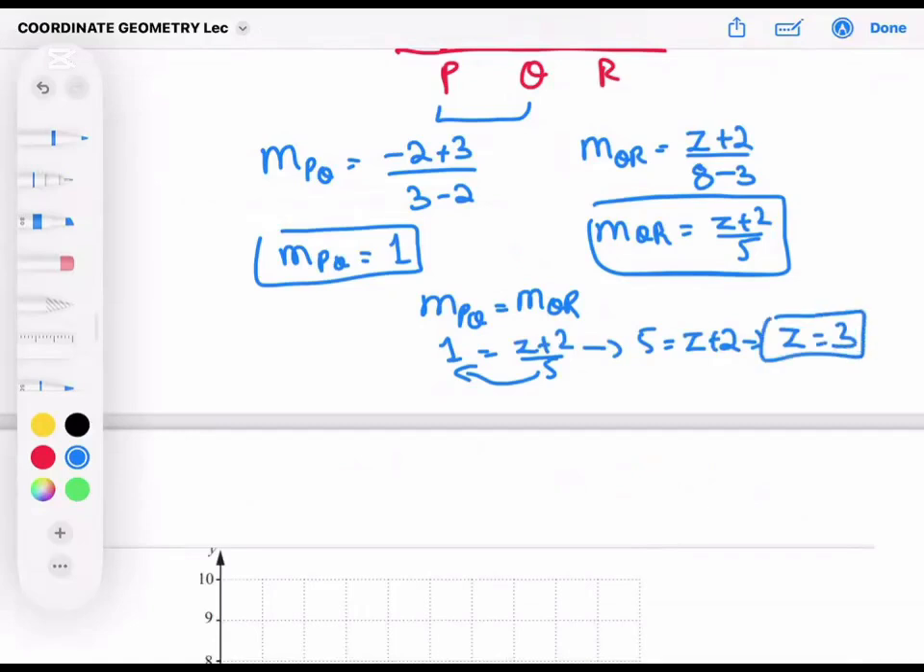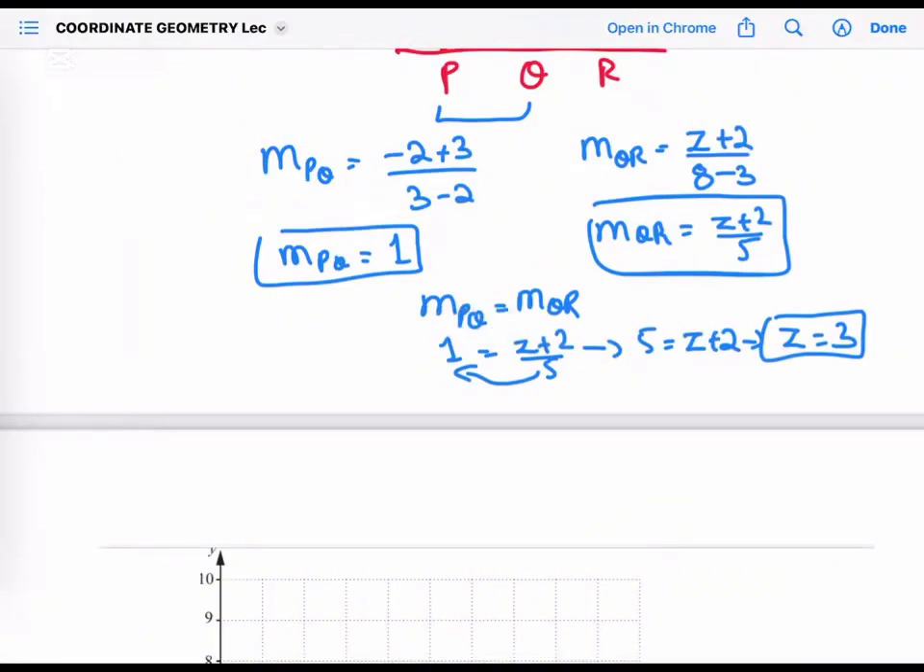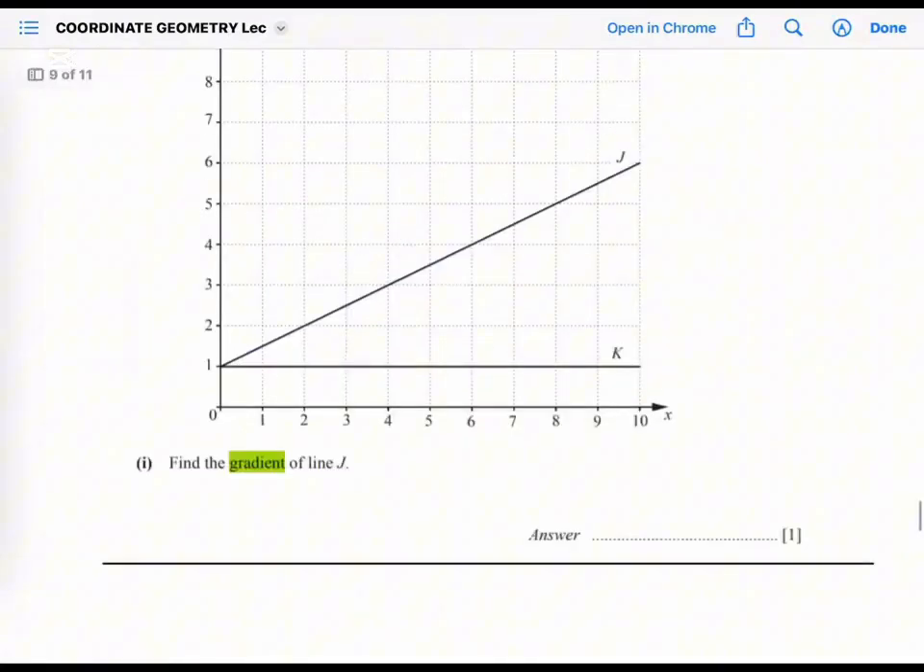Yes, Adhan, do you understand how I solved this question? Yes. Okay, so I hope everything is clear.